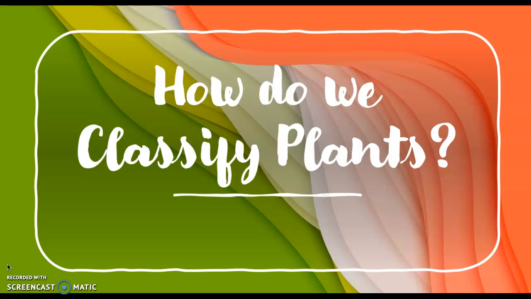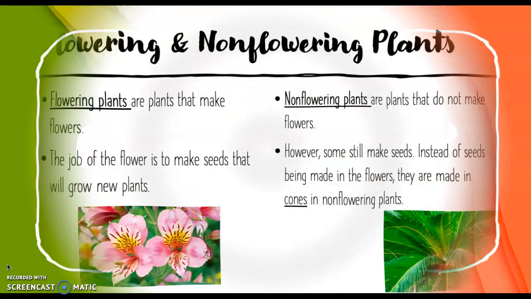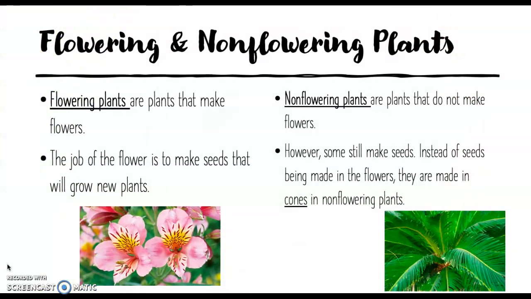How do we classify plants? So the first way to classify plants is knowing or determining if it's a flowering or a non-flowering plant. Flowering plants are plants that make flowers. And the job of the flower is to make seeds that will grow new plants. Remember we talked about that with our structures of plants? The flower helps reproduce and grow new plants.